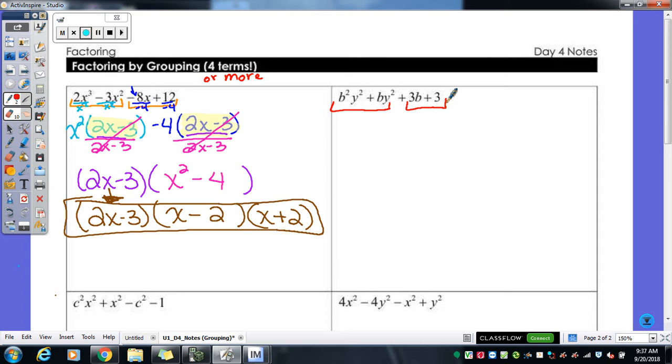So within the first flower box, what is our GCF? They both have a b to the first being our smallest, and they both have y squared. So b y squared would be our GCF there.